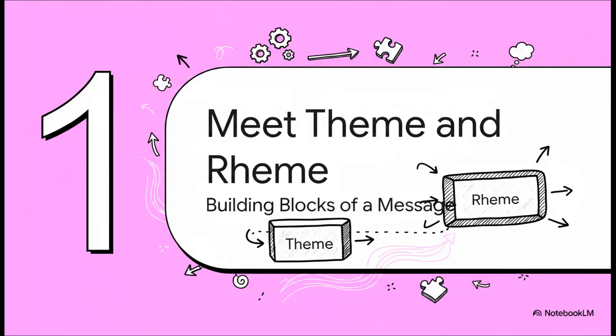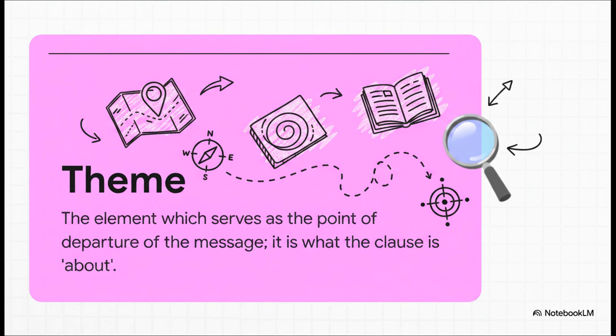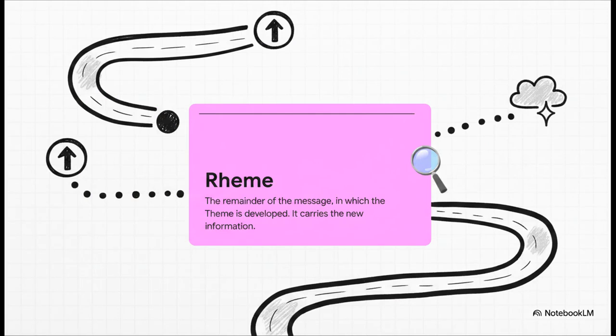To really get to the bottom of this, we need to talk about two key concepts that unlock this whole system, and they are called theme and rheme. You can think of them as the basic building blocks of any message. First up, we've got the theme. The theme is basically the sentence's starting point. I love this analogy. It's like the "you are here" pin on a GPS map. It gets you oriented, it gives you a frame of reference, and it tells you, hey, this is what we're talking about right now. And if the theme is our starting point, well, the rheme is the rest of that journey. It's all the new information, the juicy details. It's the part of the sentence that develops the theme and tells you something new about that starting point.